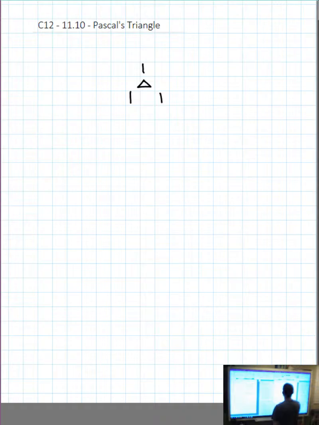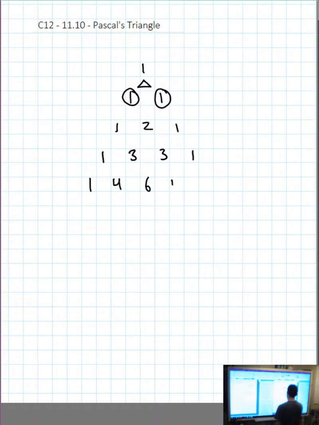So the number above this in a triangle form is just 1. The number above this one in a triangle form is 1 plus 1, or 2. The number in a triangle form above this one is simply just 1. I'm going to erase those triangles. We're simply adding the numbers above it. 1. 1 plus 2 is 3. 2 plus 1 is 3. 1. 1. 1 plus 3 is 4. 3 plus 3 is 6. 3 plus 1 is 4. 1.